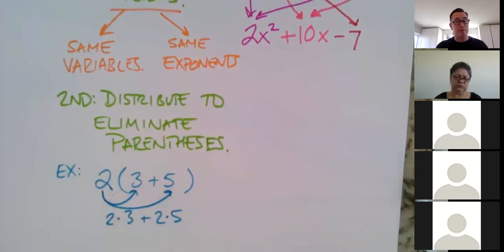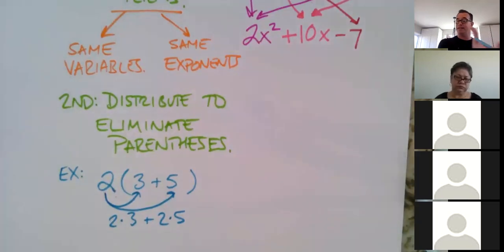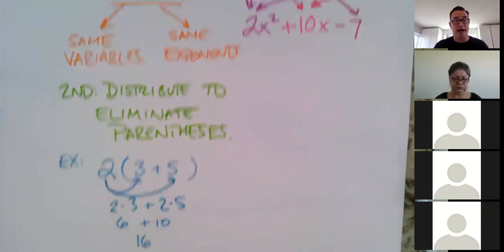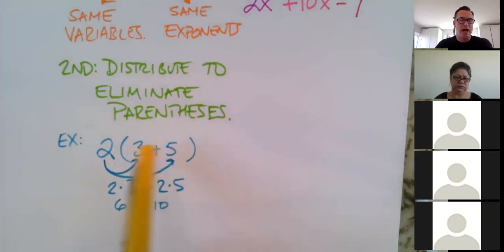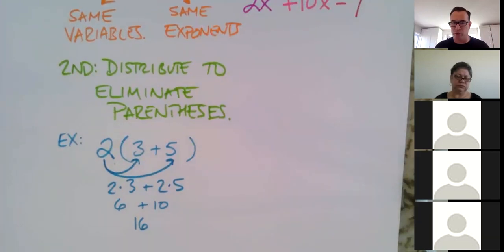They call it distributing because you're giving it to everything that's there. 6 plus 10. So my final answer for this would be 16. Correct. Now, normally, we don't just do this with numbers. This is not something where you would have it without any x's or y's or anything.